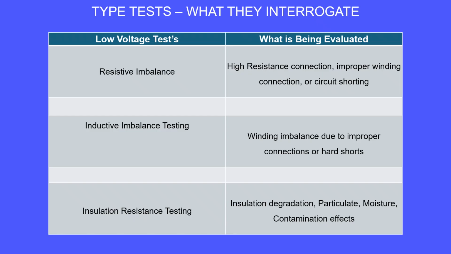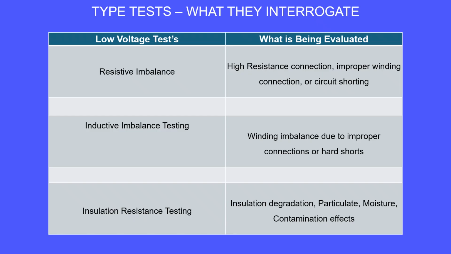Inductive imbalance is looking for winding imbalance due to improper connections or hard shorts. When a motor is wound, the inductive balance of the circuit can be helpful in validating the connections in the circuit. Also, if a motor has tripped, it can identify whether there is hard shorts between phases, coils or turns. It only indicates problems between windings if they have already occurred.